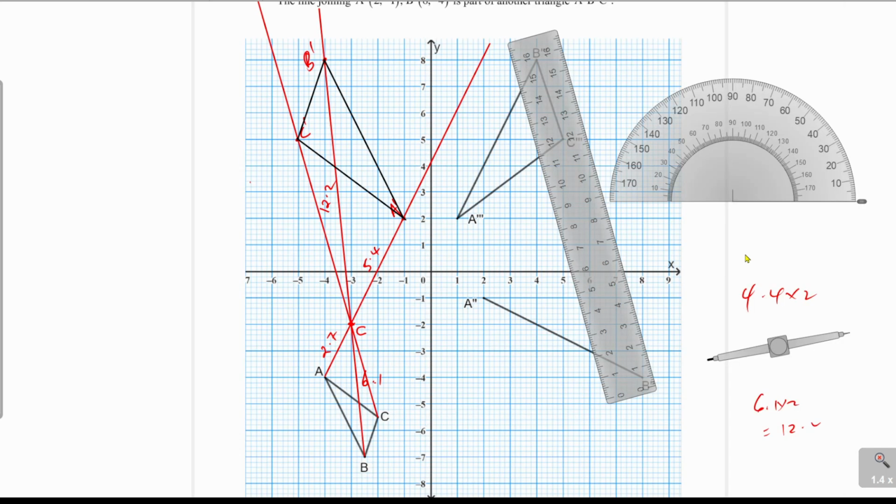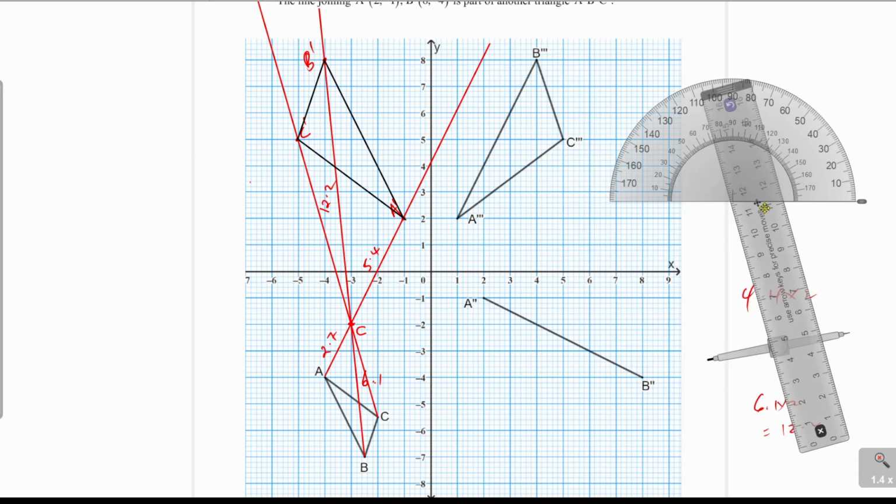So triangle A double prime is here. So let me get rid of these. So A double prime is here. So it is not complete. You can see we're only having 2 points, that one and that one. So this one is the image of this triangle here that we've just obtained.